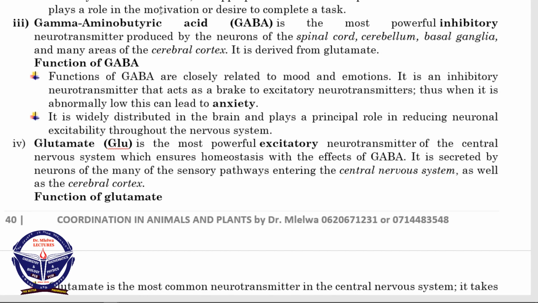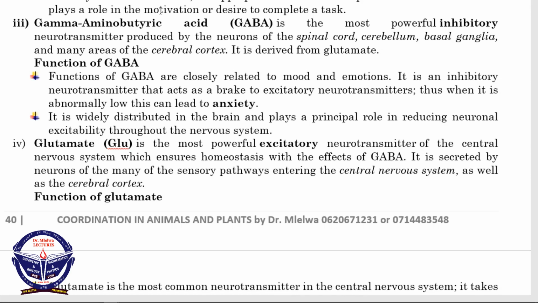I think this is the fourth. It is gamma aminobutyric acid. So it is a very important, powerful inhibitory neurotransmitter produced by the neurons of the spinal cord, cerebellum, basal ganglia, and many areas of the cerebral cortex. And it is derived from glutamate. Glutamate is an amino acid, and then we are deriving the gamma aminobutyric acid, that is GABA.